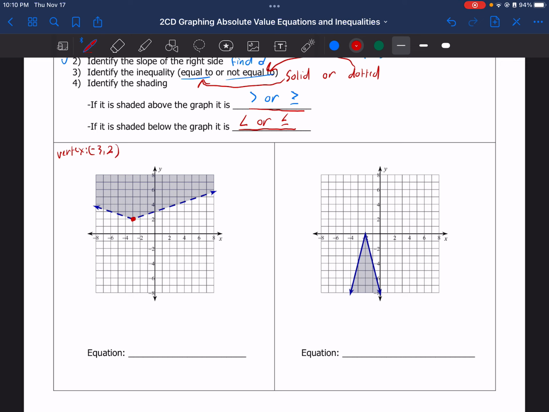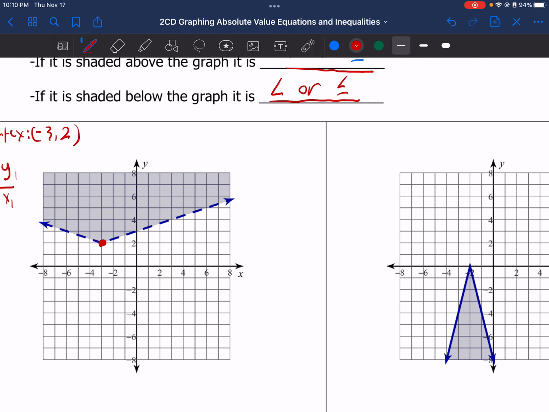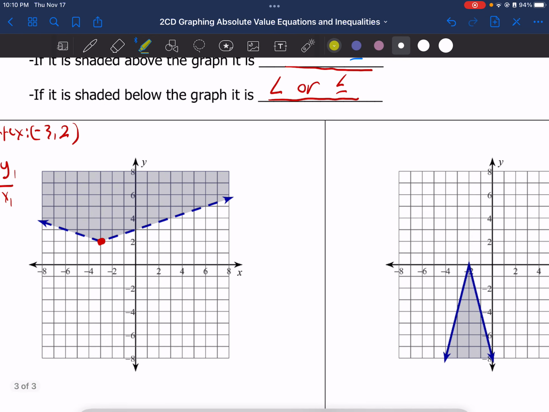So now we have 1 point. Now I want to identify the slope of the right side. So that means I'm just going to look at the right side of our graph. Well, to identify the slope, remember that slope, A, is equal to, remember the slope formula, y2 minus y1 over x2 minus x1. That means I just have to find a second coordinate. All I'm going to do is look at this line right here.